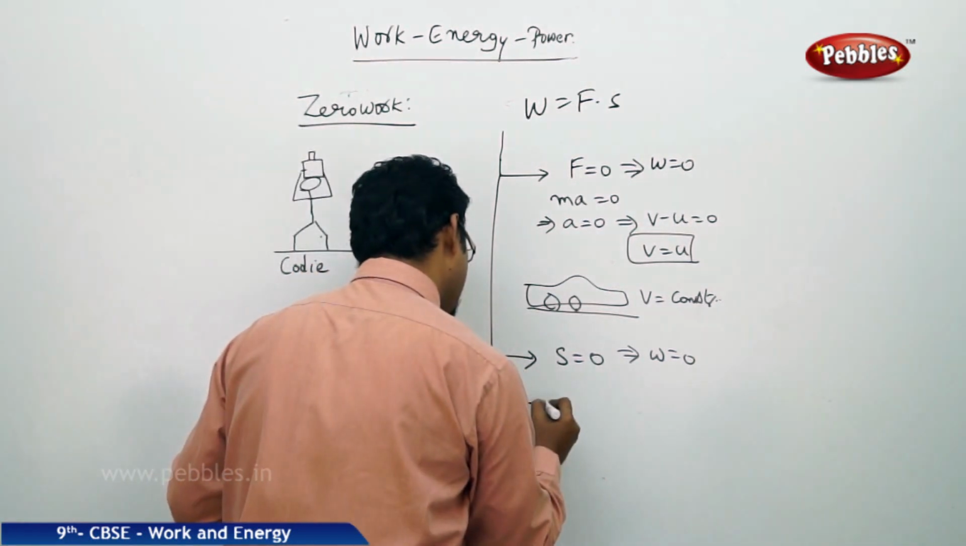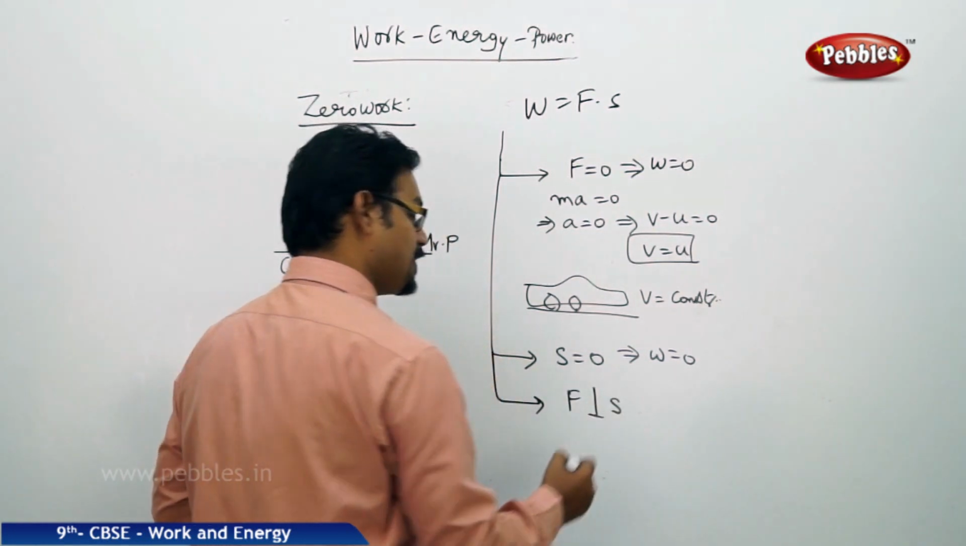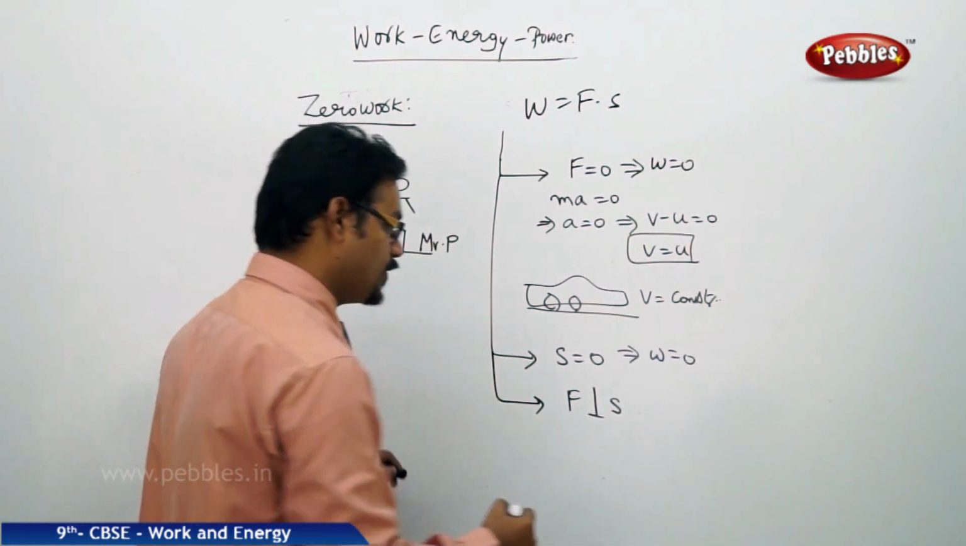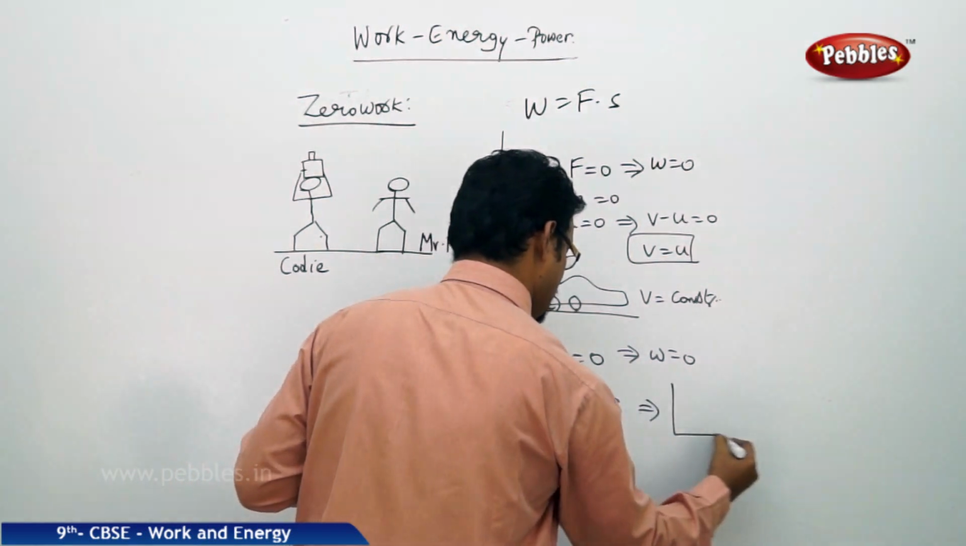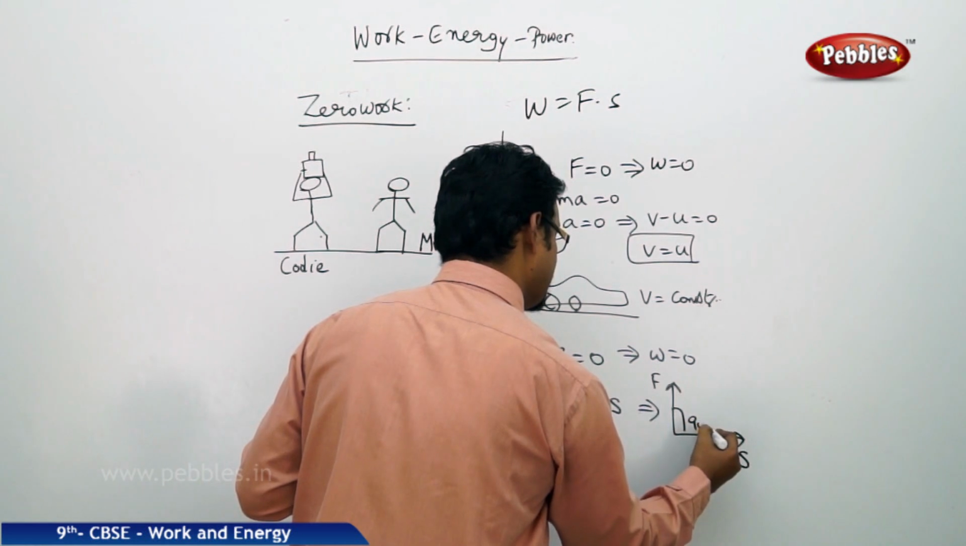And the third one, a very interesting case: when force is perpendicular to displacement. Force is perpendicular to displacement means the angle between displacement and force is 90 degrees.